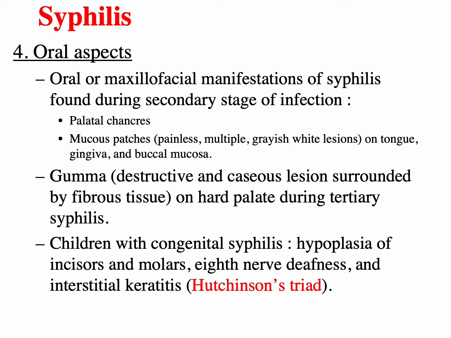That can happen on the palatal surface, or could be mucous patches on the mucosa. Mucous patches are generally painless, multiple lesions, grayish white in color, on the tongue, on the gingiva, on the buccal mucosa. You can see that it is all over the oral cavity. Then in the tertiary stage, you have the gumma that we talked about, the rubbery lesion, granuloma, that can be found on the hard palate during the tertiary stage.